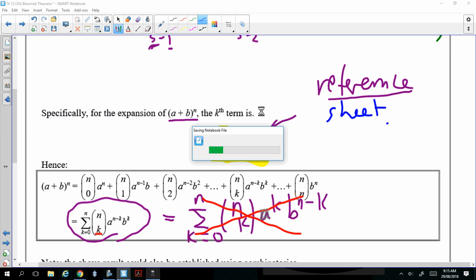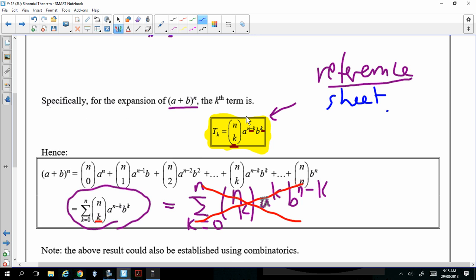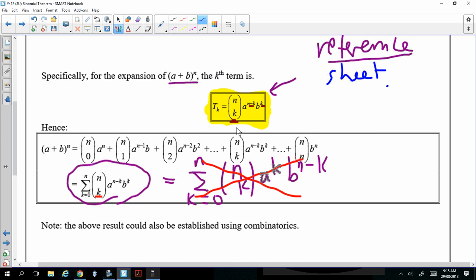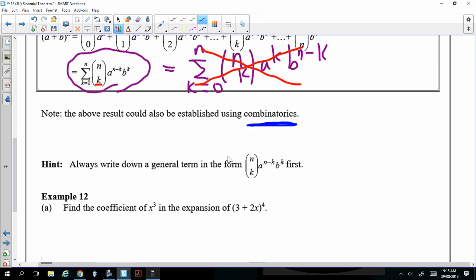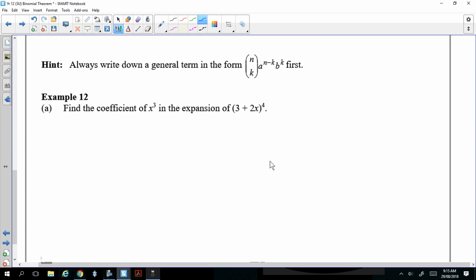Okay, so we're not going to prove this using combinatorics. That comes later on in the topic. We just need to know how to use the formula. Okay, we're going to find x cubed in this expansion. So your first step is to write this thing first. That's what you always do.